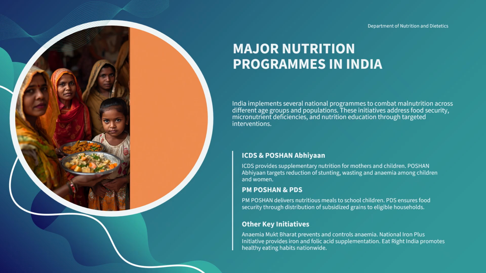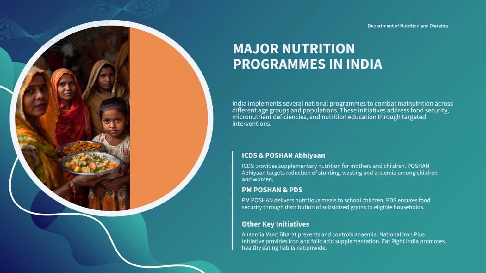Yeah, we can discuss what the major nutrition programs in India are. India implements several national programs to combat malnutrition across different age groups and populations. These initiatives address food security, micronutrient deficiencies, and nutrition education through targeted interventions. ICDS and Poshan Abhiyan: ICDS, we know, is the Integrated Child Development Services. These all supplement nutrition for mothers and children. Both Poshan Abhiyan and ICDS focus on mothers and children.